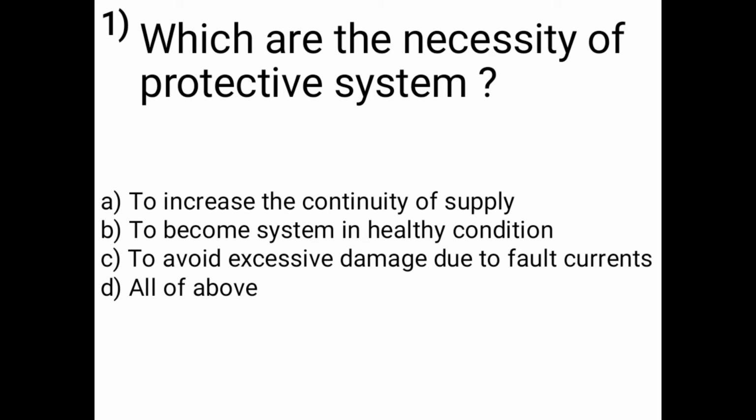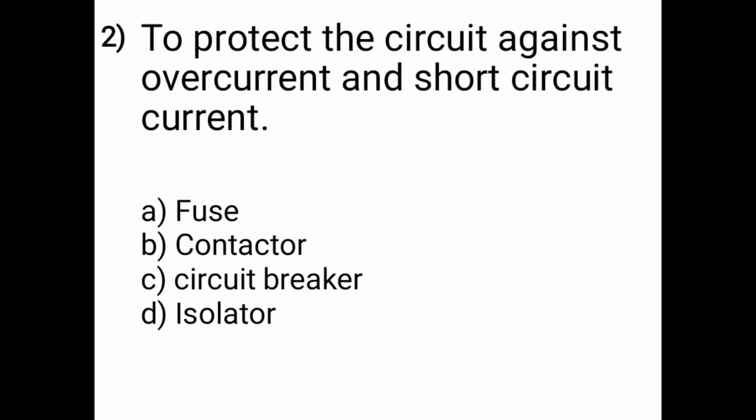The options are: A is to increase the continuity of supply, B is to keep the system in healthy condition, C is to avoid excessive damage due to fault currents, and D is all of the above. So the correct answer is option D, all of the above. Means all are the necessities of a protective system.